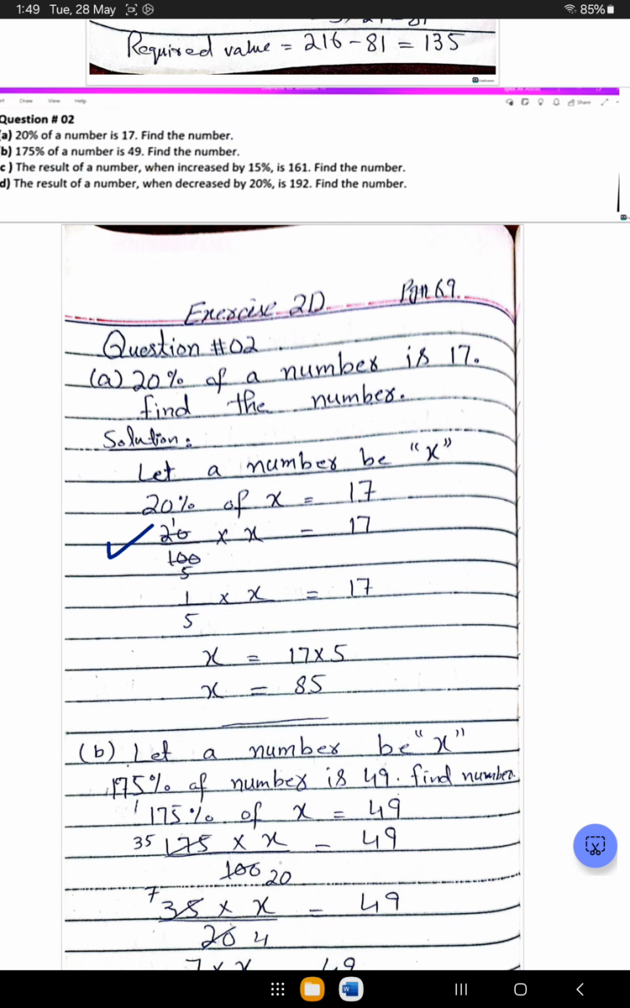2 ones are 2, 2 fives are 10, so 20 over 100 equals 1 over 5. 1 over 5 times x is equal to 17. Here 5 is divided. When it goes to the other side, 5 is multiplied by 17. x is equal to 17 times 5, which is equal to 85.